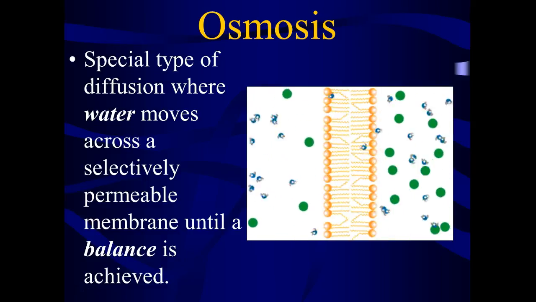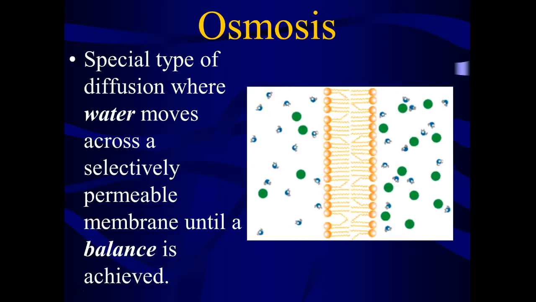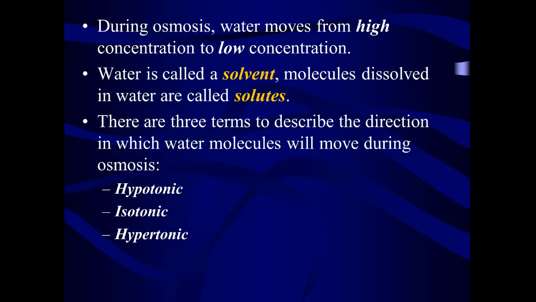So first, osmosis is a kind of diffusion. But remember, diffusion is when molecules move from high concentration to low randomly until there's a balance. Well, in osmosis, it's water that's doing that. So in osmosis, it's only water that is moving across the membrane. And it does move from high concentration to low concentration again until it's trying to achieve a balance of concentrations. So, as it says here, during osmosis, water moves from high concentration to low concentration.